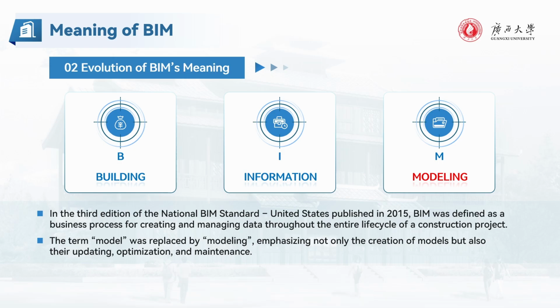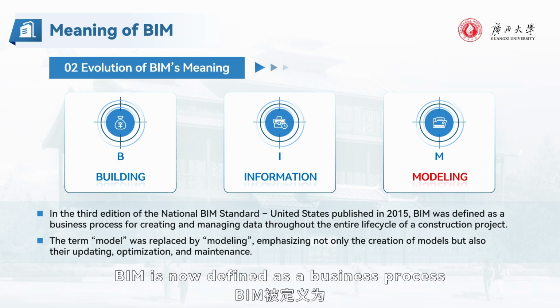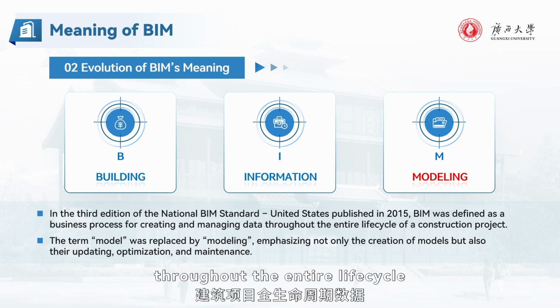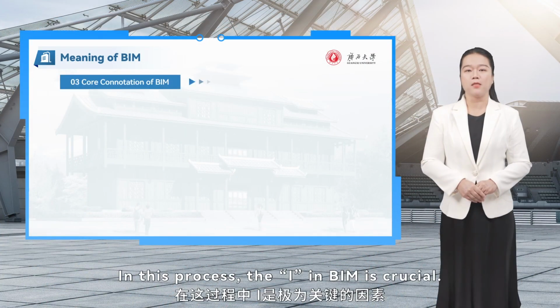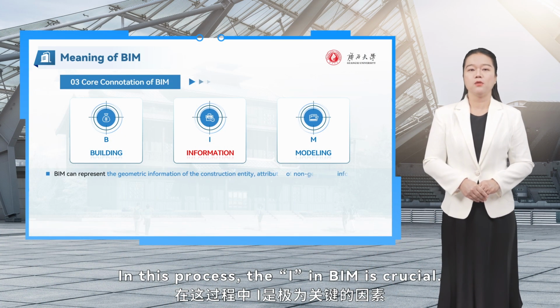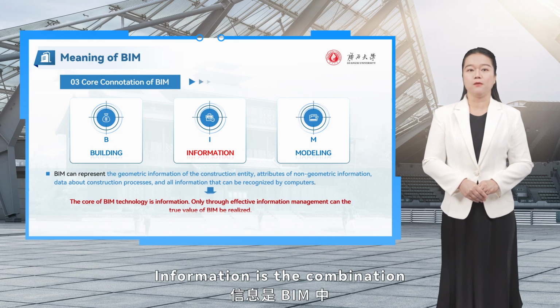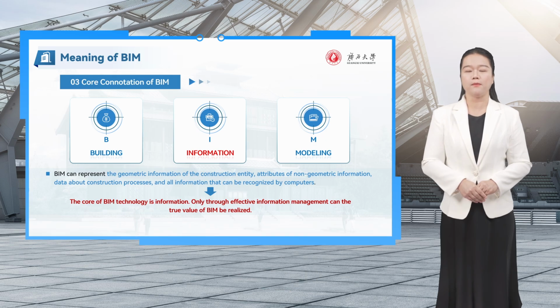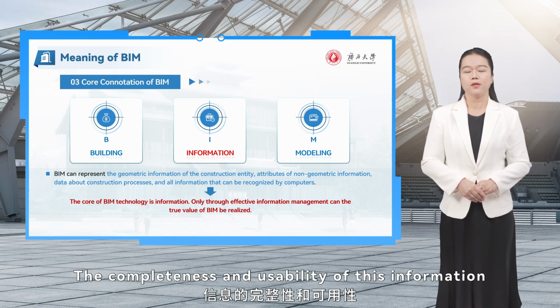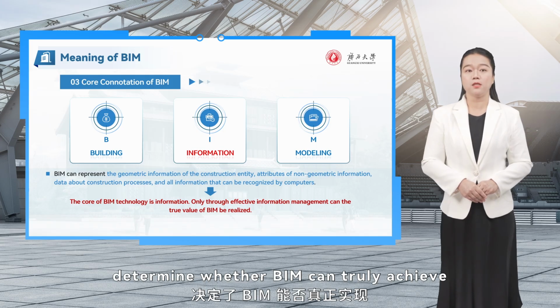At the same time, BIM is now defined as a business process for creating and facilitating data throughout the entire life cycle of a building project. It involves not only creating models but also updating, optimizing, and maintaining them to accommodate changes throughout the project lifecycle. In this process, the I in BIM is crucial. I stands for information. Information is the combination of geometric data and business attributes within BIM. The completeness and usability of this information determine whether BIM can truly achieve digital construction and digital operation.